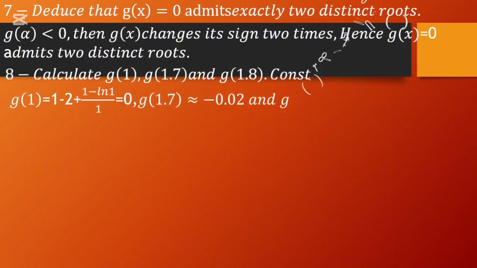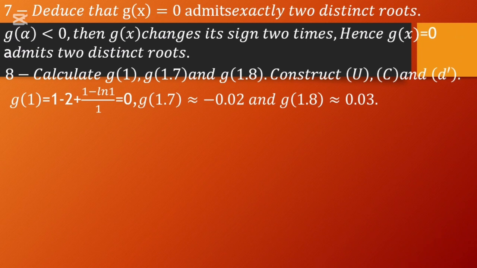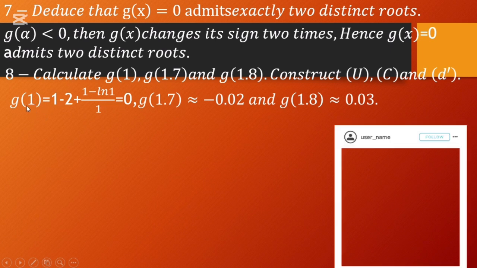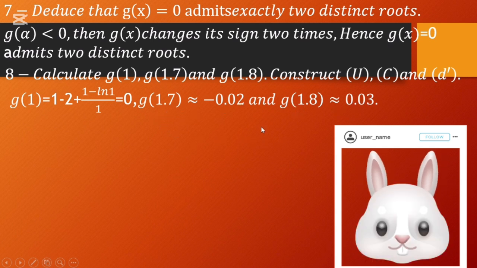Calculate g of 1, g of 1.7, g of 1.8, construct u, c, and d prime. G of 1, if we substitute x by 1, g of 1 equals 0. So 1 is a root. So this is the root before alpha. G of 1.7 is negative, g of 1.8 is positive. So g admits a root between 1.7 and 1.8. This root is after alpha.